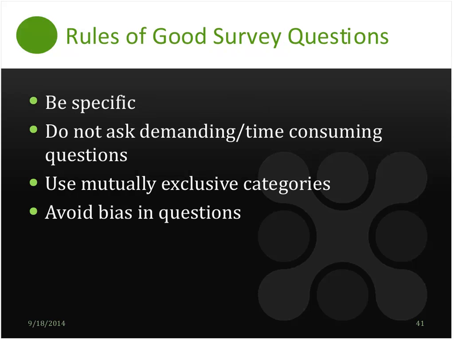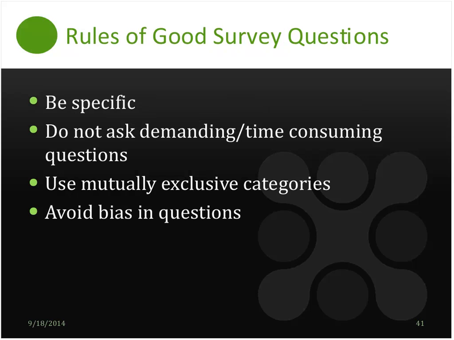Be specific. Don't use terms that can be defined in multiple ways. Instead, state exactly what you mean. So if you're asking a question about how often a child eats vegetables, don't make your choices never, a little, an average amount, or a lot, as these will mean different things to different people. Instead, be very specific. Not at all, 1 time a day, 2 times a day, 3 or more times a day. Don't ask too demanding of questions.